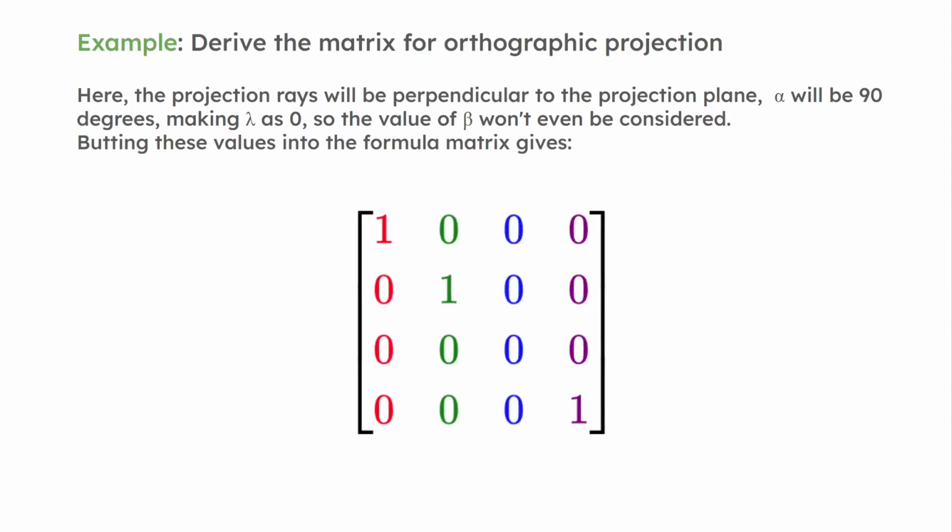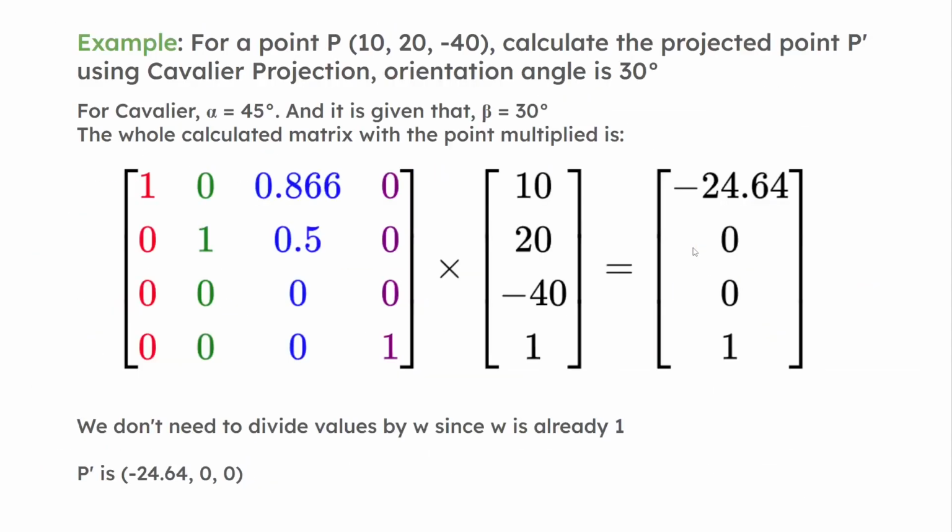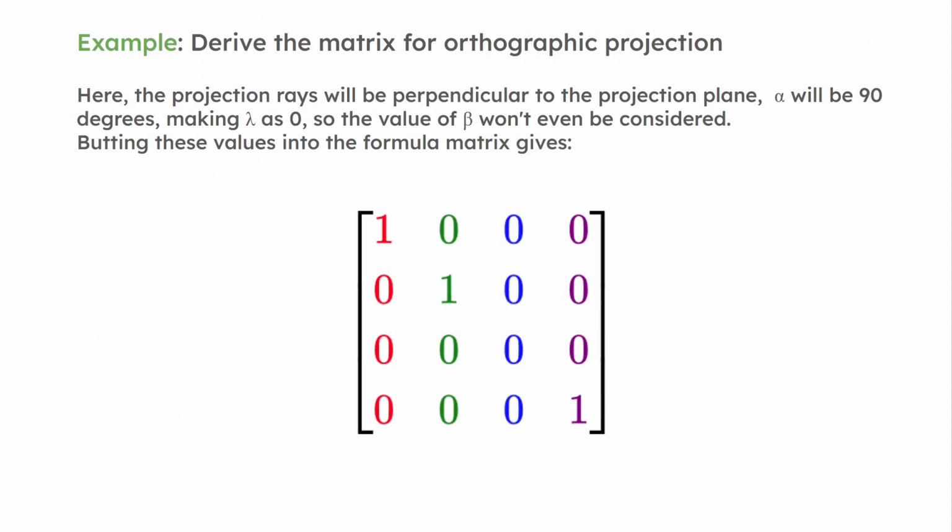As said earlier, in case of orthographic projection, the alpha value will be 90 degrees. That means, in this case, the tan alpha term will go to infinity, and since it is in the denominator, these two blue terms here with the cosine and sine terms will go to 0. So in case of orthographic projection, we just replace these two terms with 0. That means in case of orthographic projection, the matrix will be like this. It kind of resembles our identity matrix, but this term here is 0. This one is a constant matrix.